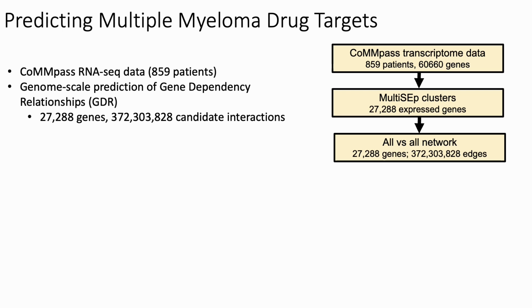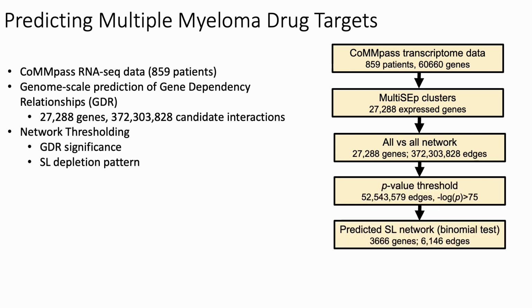We've developed a high-performance computing enabled workflow for the discovery of multiple myeloma gene dependency relationships at genome scale. We've used the COMPASS study, which is a rich resource of multiomics data for multiple myeloma. I've taken the transcriptomic data to predict gene dependency relationships for 27,288 genes with over 372 million candidate interactions.